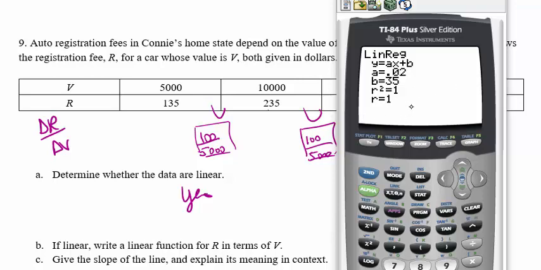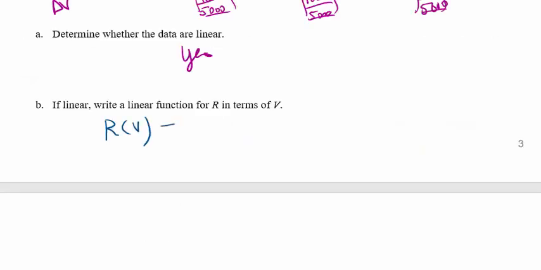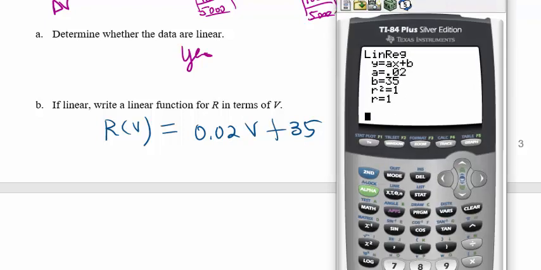Okay, so the first thing that would answer part A is to determine whether the data are linear. Hopefully your calculator is set up correctly to show R squared and R at the bottom of your screen, and R is the linear correlation coefficient. So if R is 1 or -1, the data are completely linear. But at the same time, we found the slope and the y-intercept of this line, so we can write the equation in part B. So R of V is equal to 0.02 V plus 35.